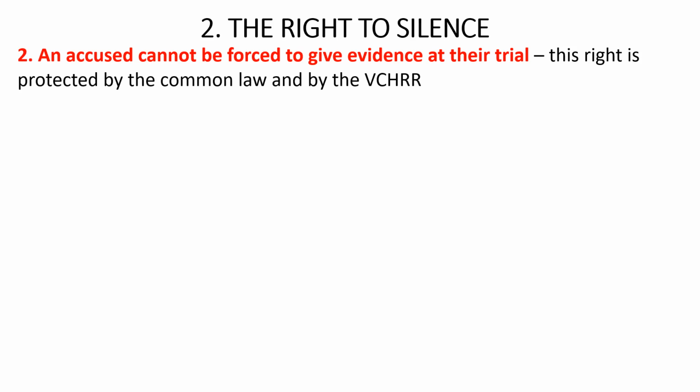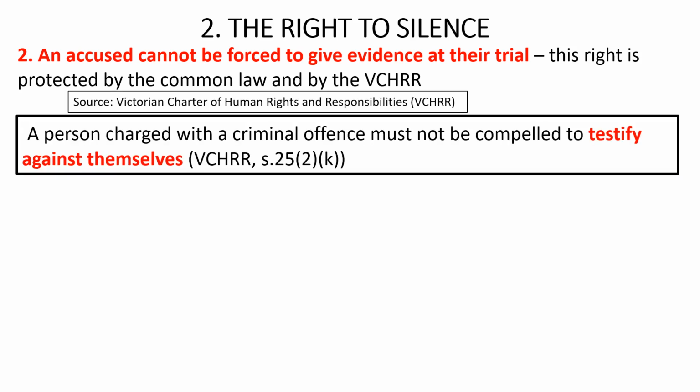The source of this right is the common law, that is the law made by the courts, and the Victorian Charter of Human Rights and Responsibilities. Under the Victorian Charter of Human Rights and Responsibilities, an accused must not be compelled to testify against themselves. That is, an accused cannot be forced to give evidence at their trial. This is just another way of saying that the accused has the right not to give evidence. That is, that an accused has the right to silence.